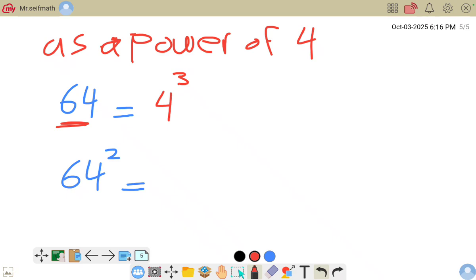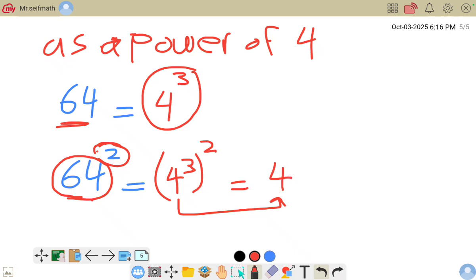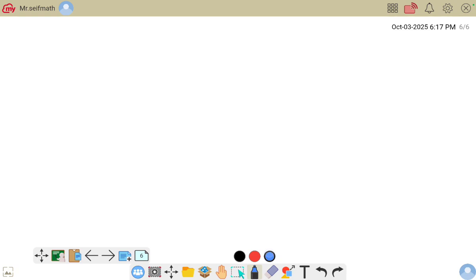Okay. Now, how to write 64 power 2? Again, replace 64 and write 4 power 3. And it's power 2, so put all of them to the power of 2. Now let's write the same base, which is 4. And now let's multiply 2 multiplied by 3 equals 6. Okay, mister, does it work with a power of 2? Of course.